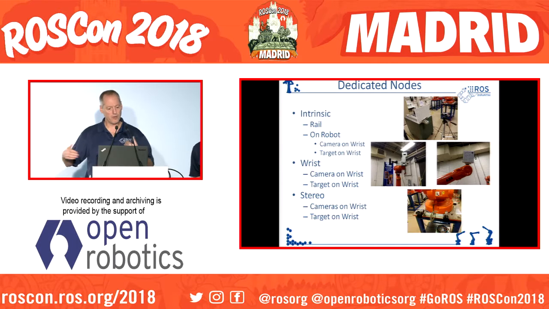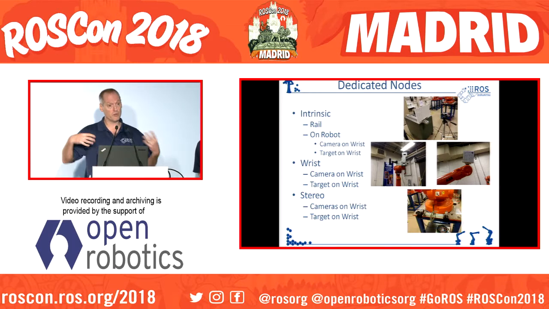on a rail. We also have one that works on the robot, so if you don't want to take your camera off the robot to do your calibration, it'll work right on the robot. It turns out the rail is a little bit more accurate, but you can do it on the robot. It doesn't matter whether the camera's on the wrist or whether the target is on the wrist, moving it around. It works just as well.